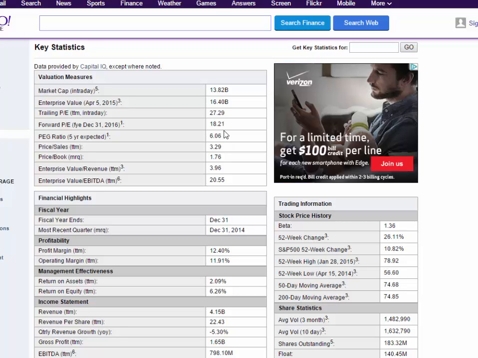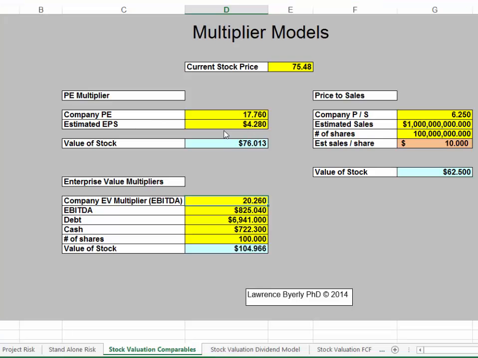So we want to forecast the value of this stock 1 year from today. So we would want to use the forward ratio, the PE ratio of 18.21. And as you notice, as I'm changing these, there are things that have changed since I did this the last time.